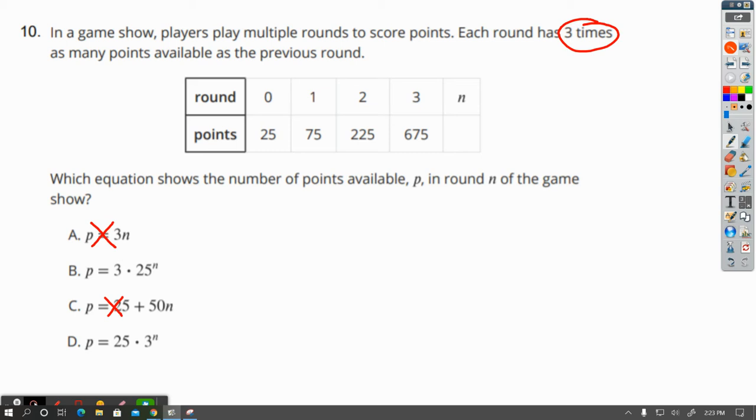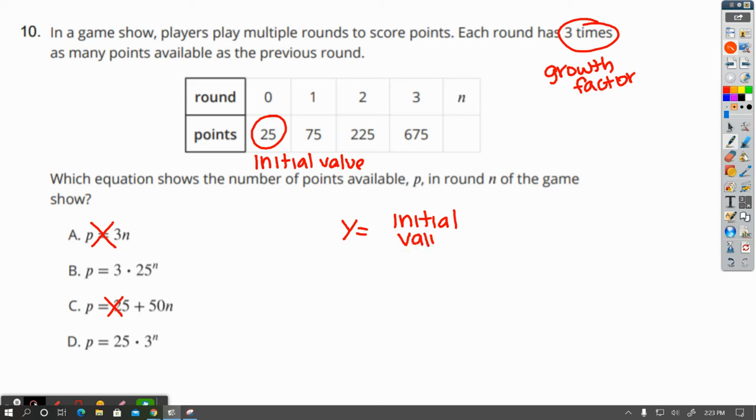And then I know it's tripling, so that's my growth factor. And I can see in the table that my initial value is 25. And so I know that an equation in exponential form should be y equals the initial value times the growth factor raised to the power of x. So your growth factor always has the exponent on it because that's how many, it's telling you how many times you're multiplying that factor by itself.